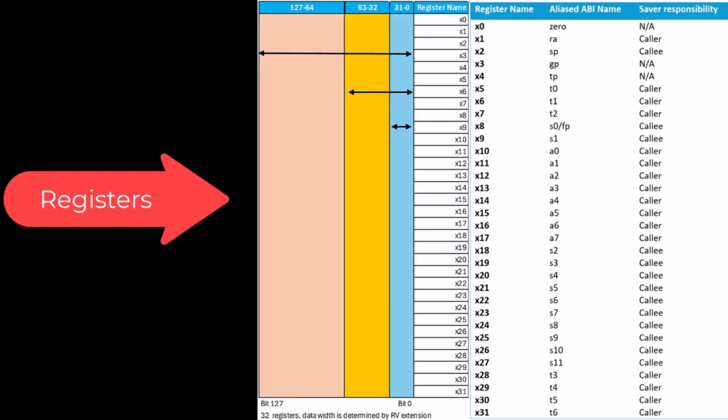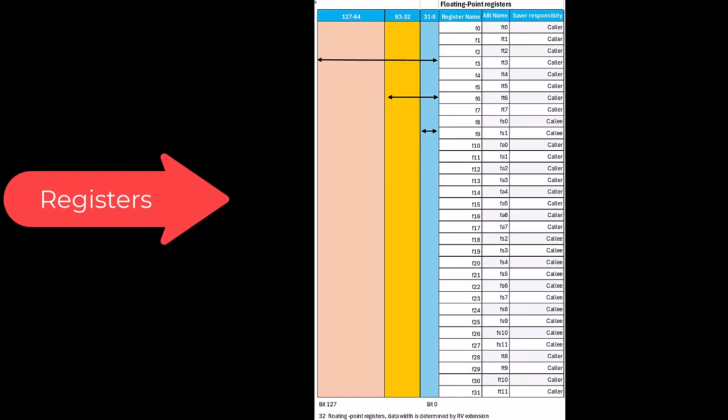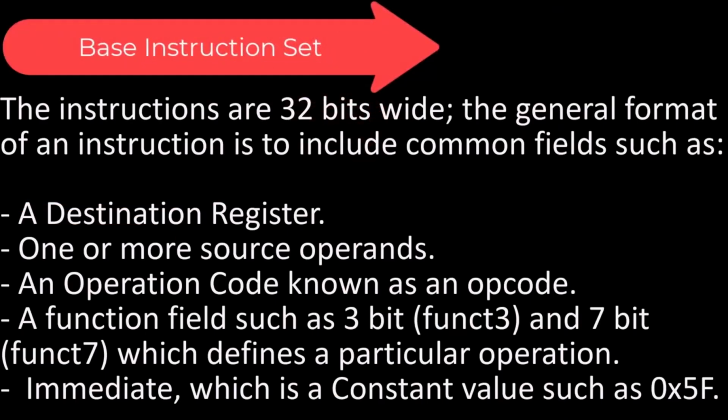The term xlen refers to the data width of 32, 64 or 128 bits. Note that RV32E and RV64E have 16 registers. The non-contiguous register layout is for consistency between register sets. There are also 32 floating point registers that are accessible to the programmer in floating point capable processors. The instructions are 32 bits wide.